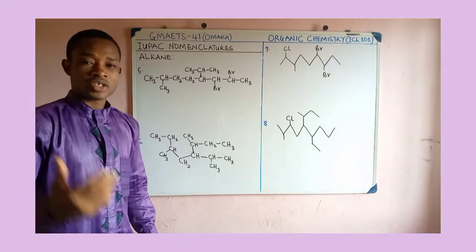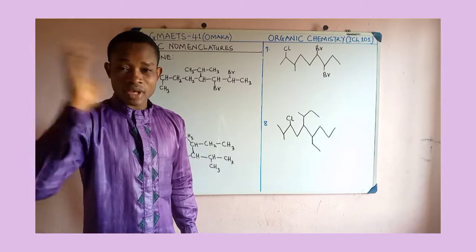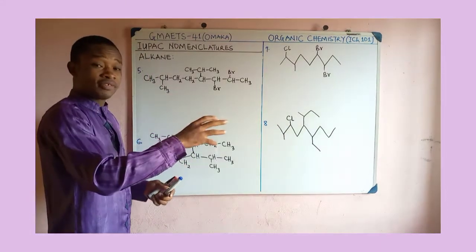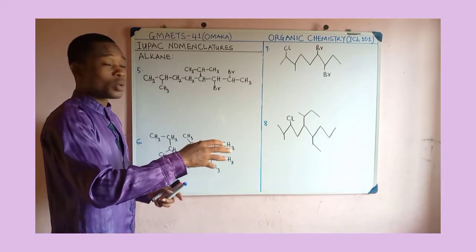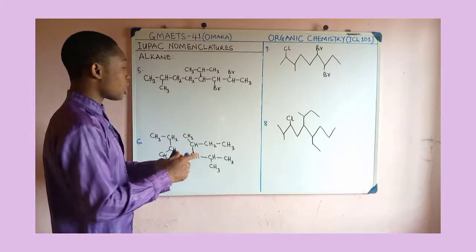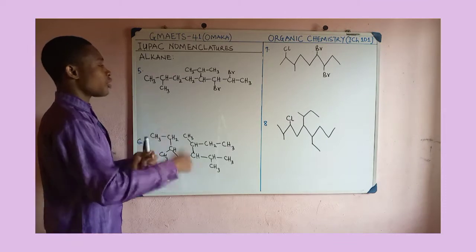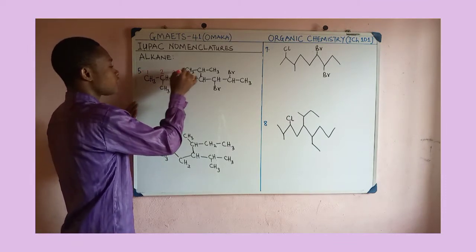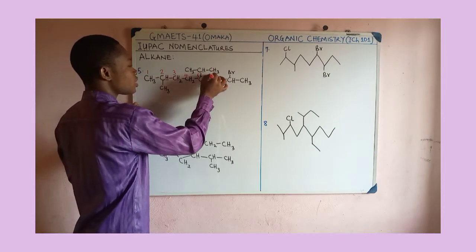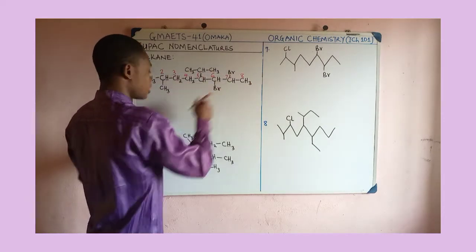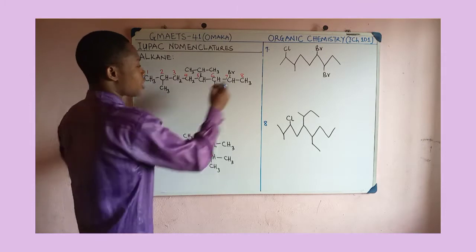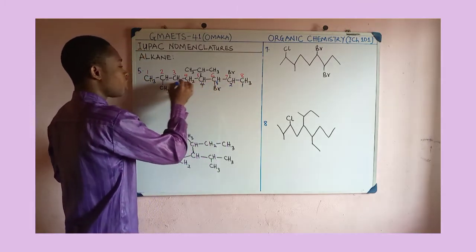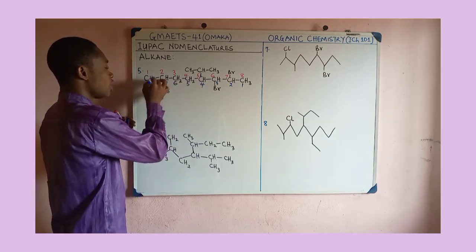Just to guide you once again, although we've done that before, I'm going to repeat it. Now let us number from left to right and from right to left and see the one that gives the lowest sum to our attachments. Let's see how it goes. From left to right, carbon number 1, 2, 3, 4, 5, 6, 7, and 8. Then let us go from right to left: 1, 2, 3, 4, 5, 6, 7, 8.